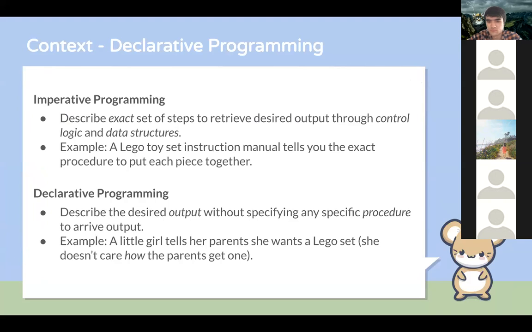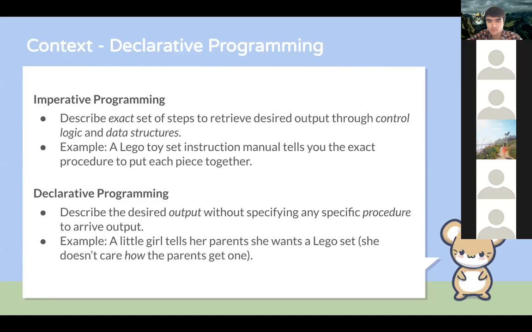So previously in Python, you'll notice that when you write code, you actually describe the exact set of computations to calculate or retrieve the desired output through different control logics, such as if statements, for and while loops, and data structures, such as lists. An example of this in real life would be a Lego toy set instruction manual that tells you the exact procedure to put each piece together. So basically in Python, you have to tell the computer what you want and how to retrieve it.